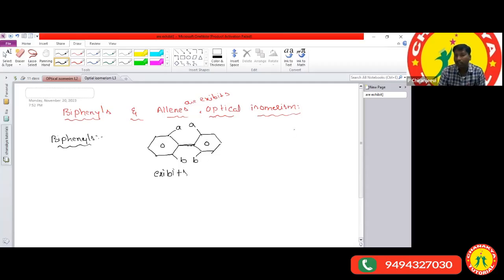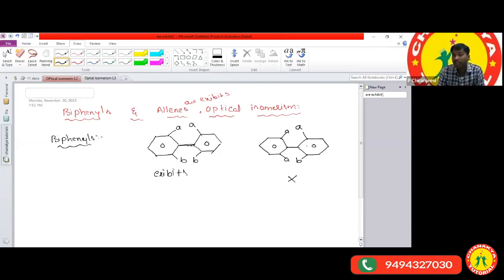And one more example: if the benzene ring is attached with two identical atoms at the ortho position. This is a JEE level question. Here also, at the ortho position, A and B are there. If this benzene ring is attached with two identical ones, A and A, it does not exhibit optical isomerism.